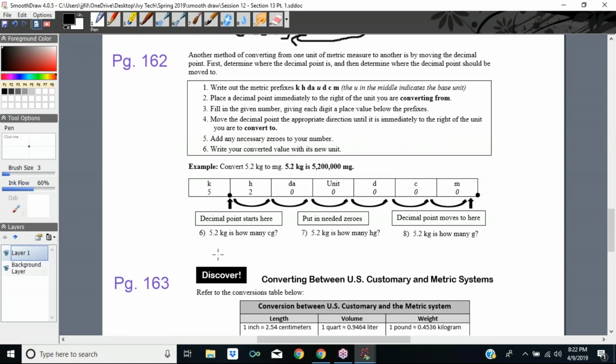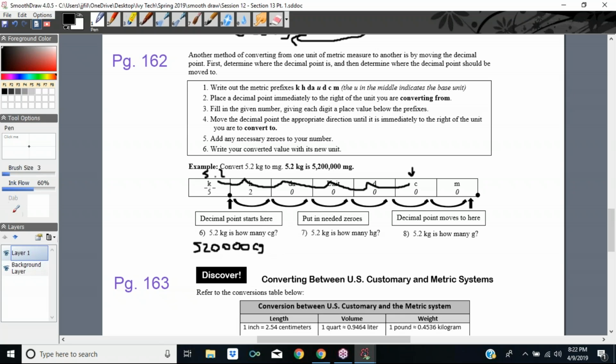So if we look at number 6, it says 5.2 kilograms is how many centigrams. So again, we're over here at 5.2. We're going to move the decimal over to this spot. So we're going to move the decimal 1, 2, 3, 4, 5 places. So 5.2. So there's 1, 2, 3, 4, 5 places.